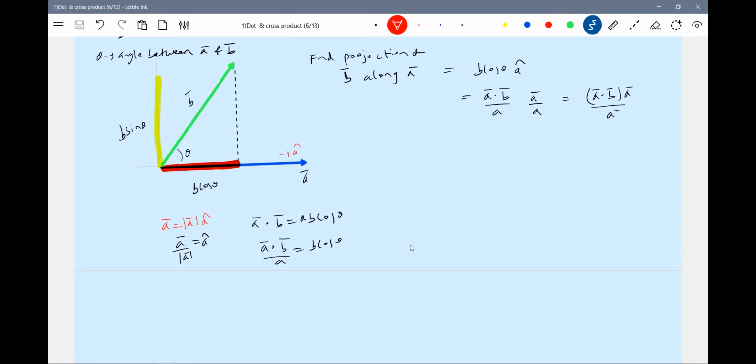Can we also find out the projection of vector A bar along B bar? Again, the same similar method. I'll go for projection of A bar along B bar. It should be B sine theta. There's a projection. Okay, this we know.